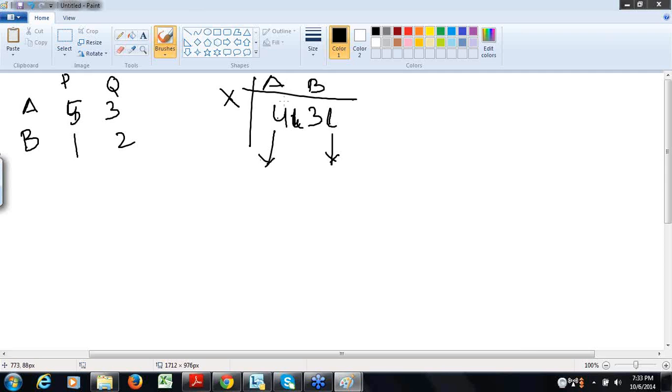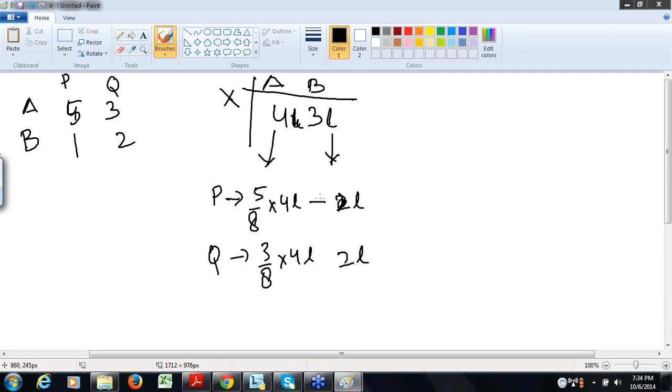Out of this 4L of A, how much will be element P? Element P will be 5/8 of 4L, and out of this 3L, how much will be element P? Element Q will be 3/8 of 4L. And in B the ratio is 1:2, so P will be L and Q will be 2L.